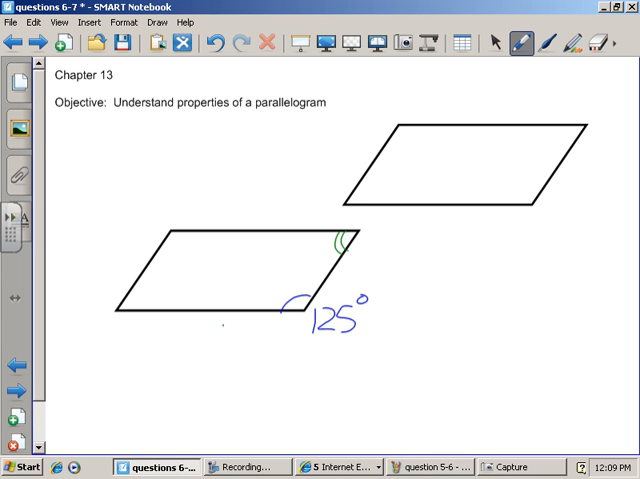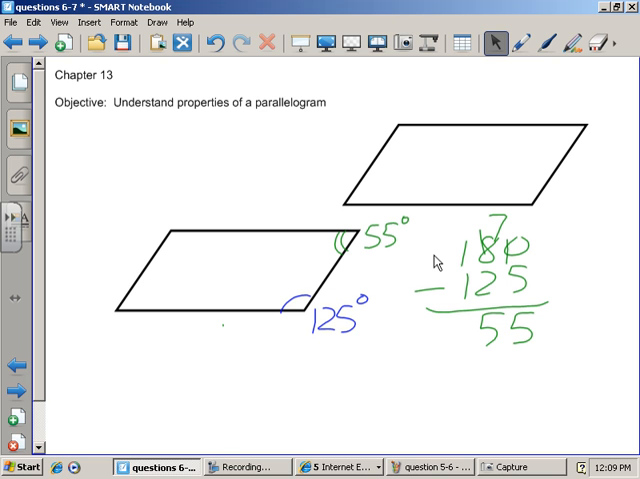So this angle, let's say, was equal to 125. If it was, I could figure out the green angle by doing 180 minus 125 and getting 55. That means that this angle is equal to 55 degrees because together they add up to 180 degrees.